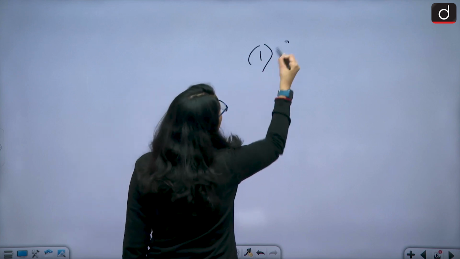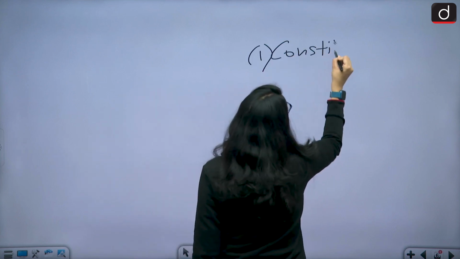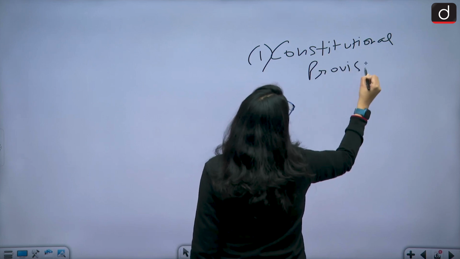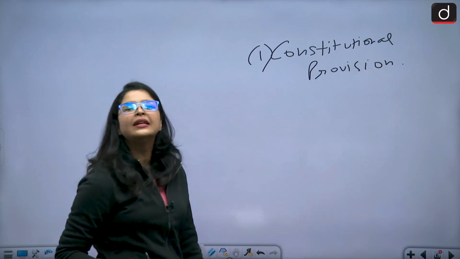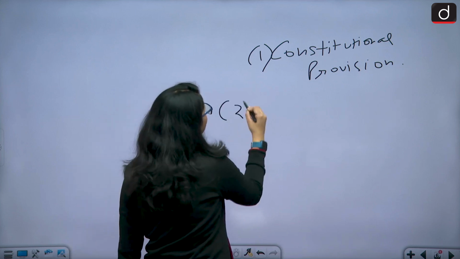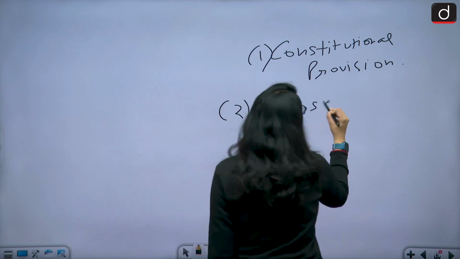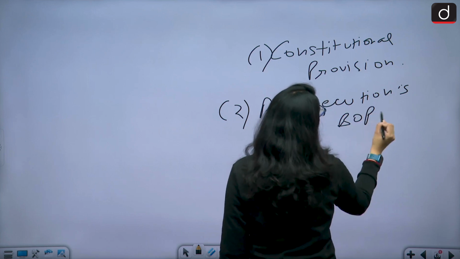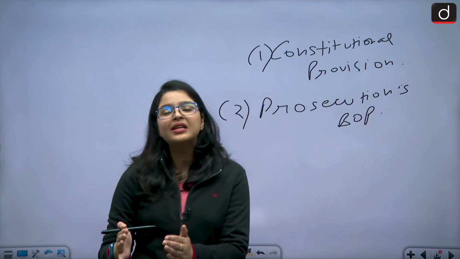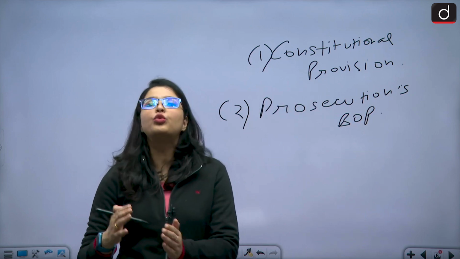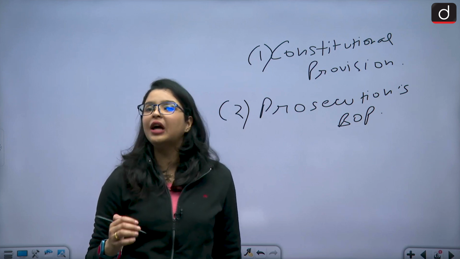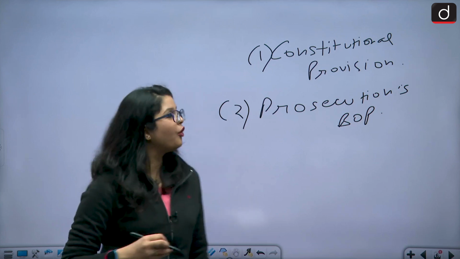The Supreme Court also held in this case that right to silence is a constitutional provision that is guaranteed to every accused in India. Then secondly, the burden of proof is on the prosecution. Whenever a person files a case against another person, the prosecution who has filed that case has to prove his guilt beyond reasonable doubt. So it is the prosecution's burden of proof.